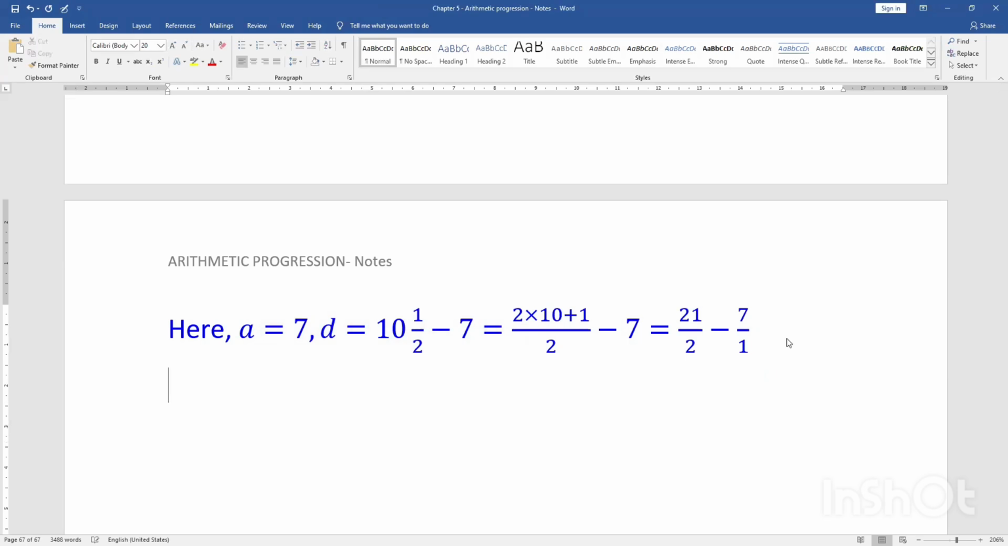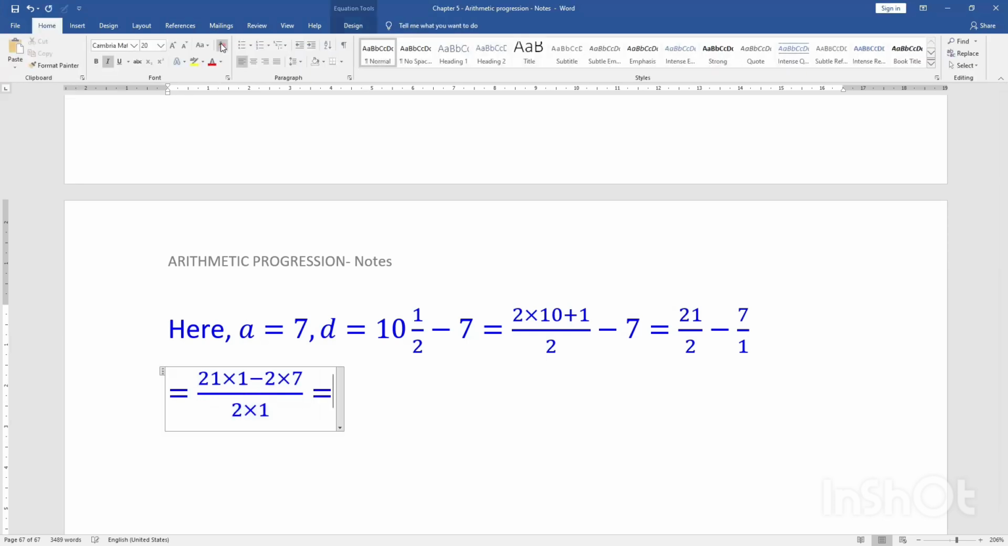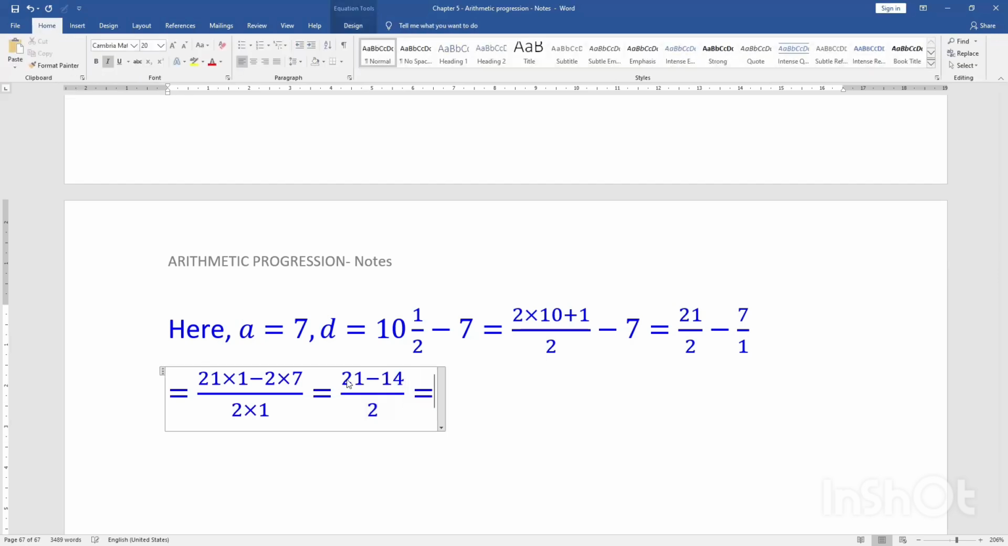Let us go for the next step. Here we can go by cross multiplication. So first multiply the denominators, that is 2 into 1. Then the numerator: 21 into 1 minus 2 into 7. So you get 21 minus 14 in the numerator, and in the denominator you get 2.